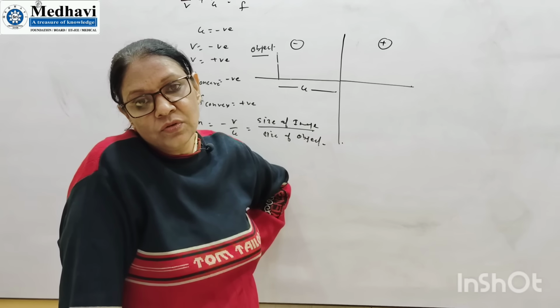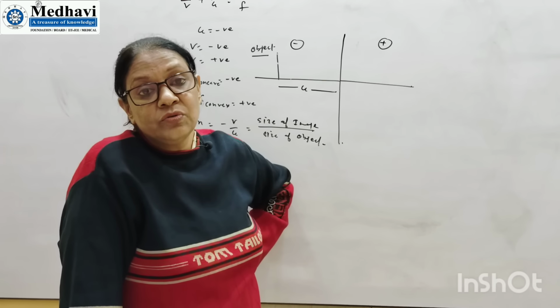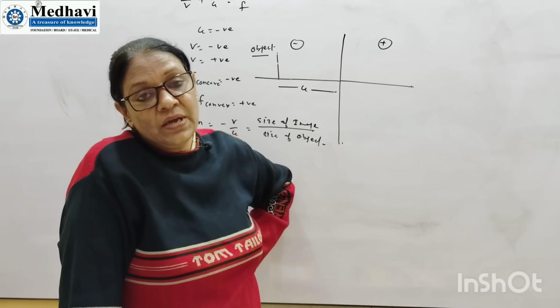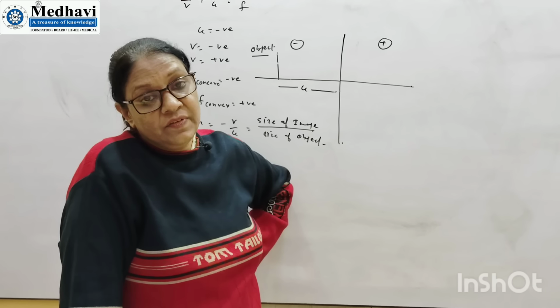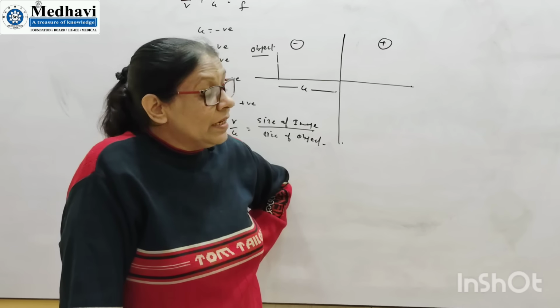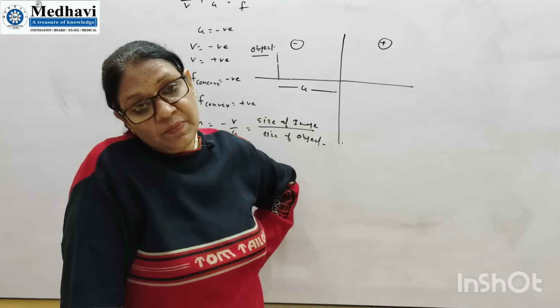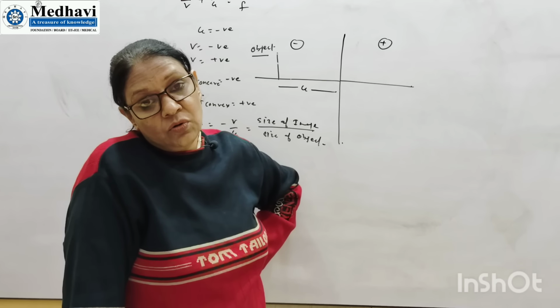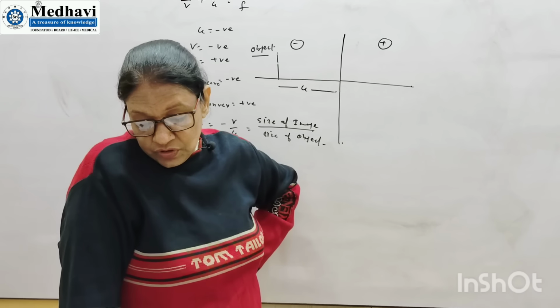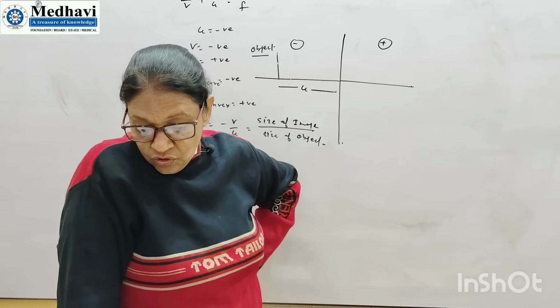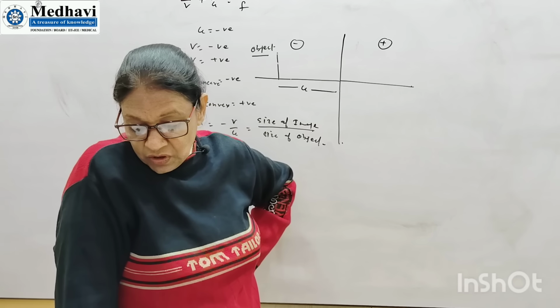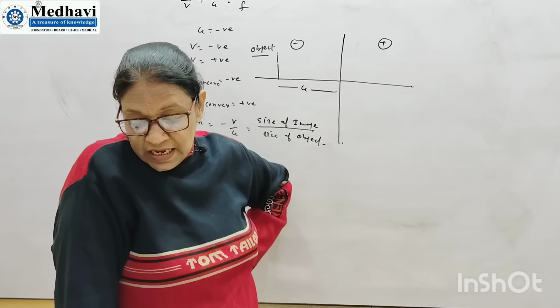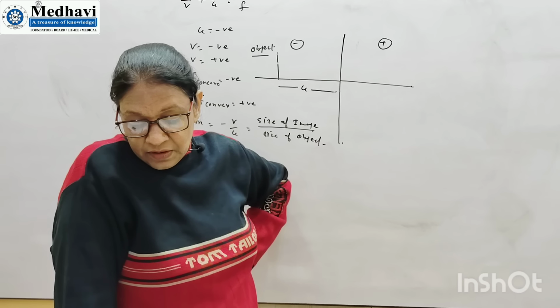A driver uses a convex mirror to see the erect image of the object. That is very important. Unless the driver sees an erect image, he cannot judge how to go, how to move. So this is the information. There are some differences between concave mirror and convex mirror, and I just want to read them.